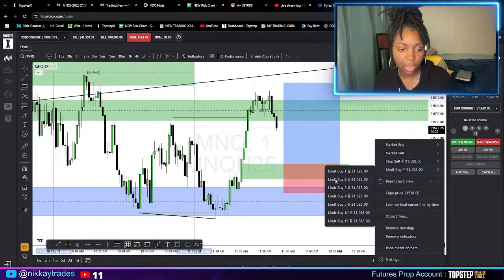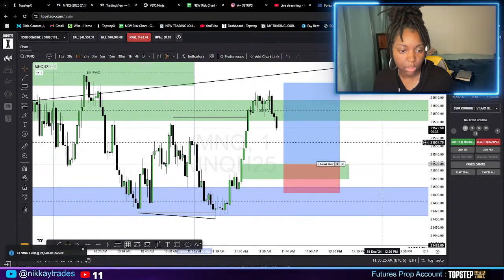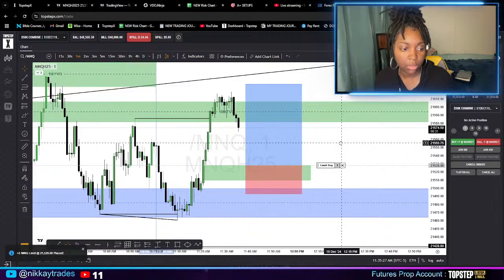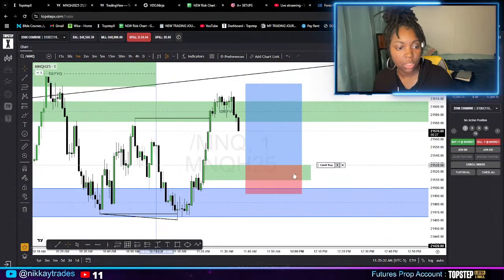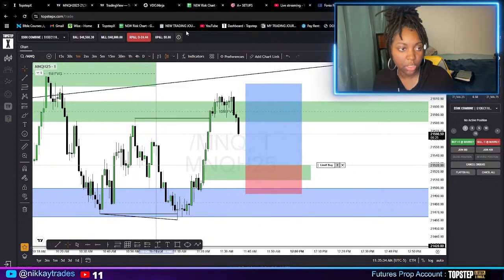I mean buy limit, not a buy stop. I'm gonna put a buy limit right here, and my stop loss will be down here. So that's 2 contracts. I'm risking, I just rounded up to 36 ticks, right?